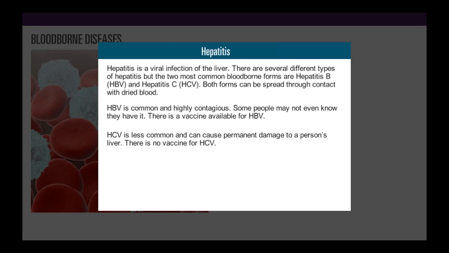HBV is common and highly contagious. Some people may not even know they have it. There is a vaccine available for HBV. HCV is less common and can cause permanent damage to a person's liver. There is no vaccine for HCV.